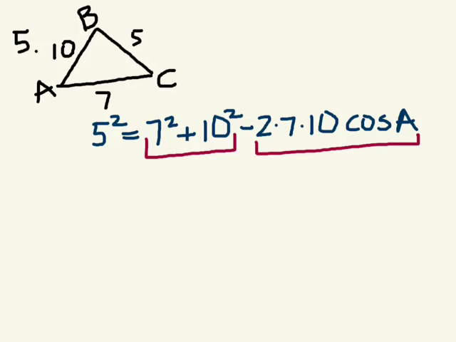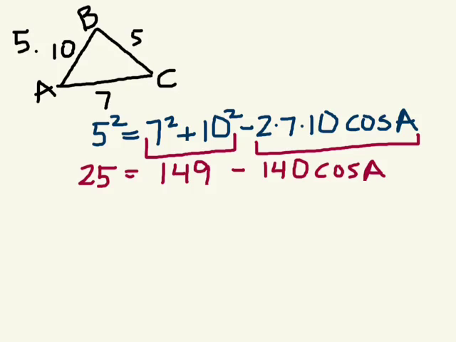So our first group here, 7 squared plus 10 squared is 149. 2 times 7 times 10 is negative 140. And that's all equal to 25. So this is where you have to be careful with your order of operations. It is very tempting to do that subtraction, but don't do it. Hold yourself back. So what we want to do is subtract the 149.